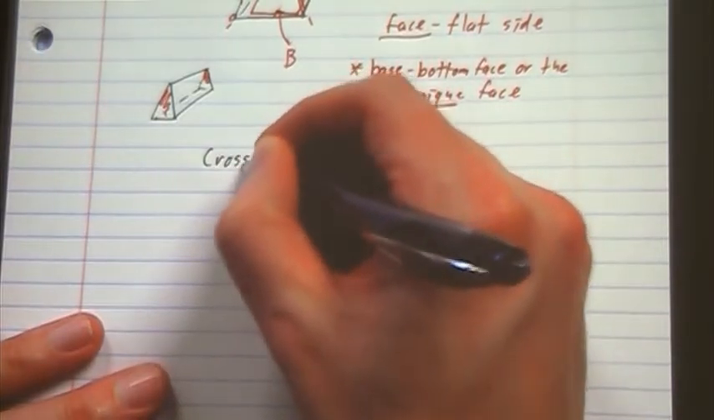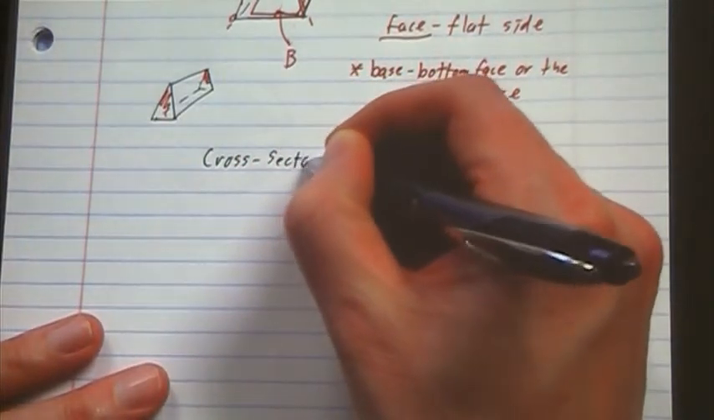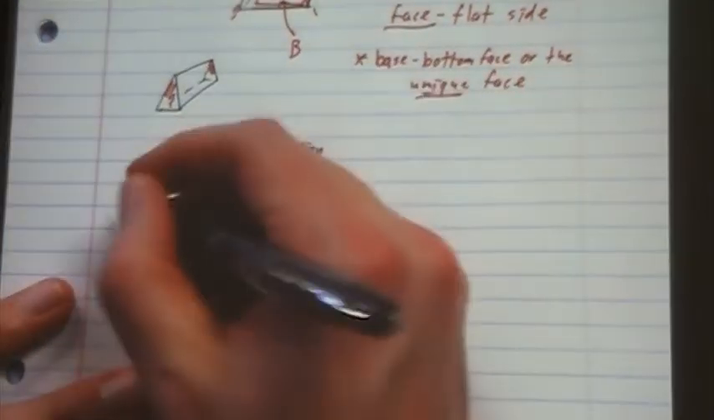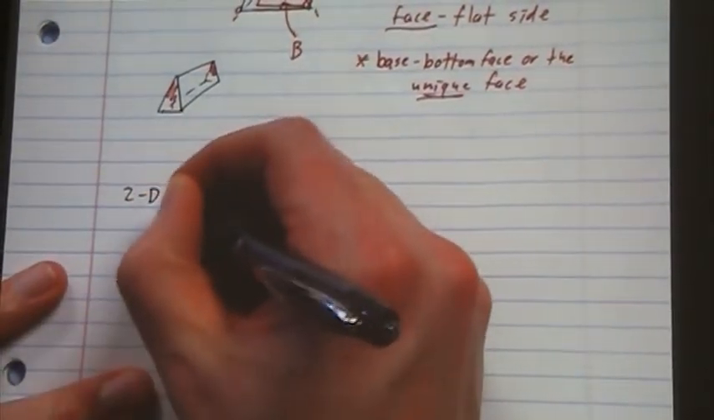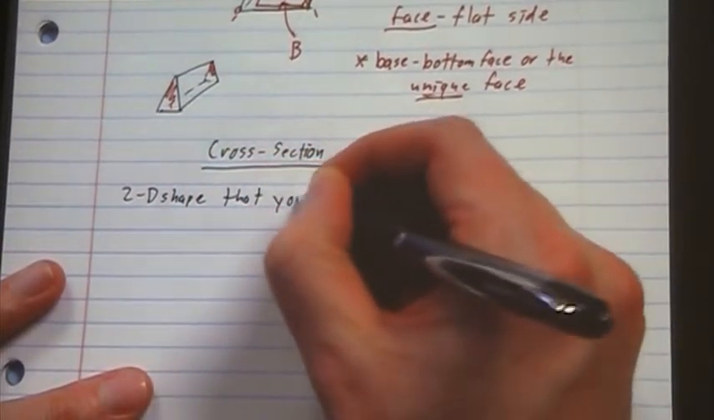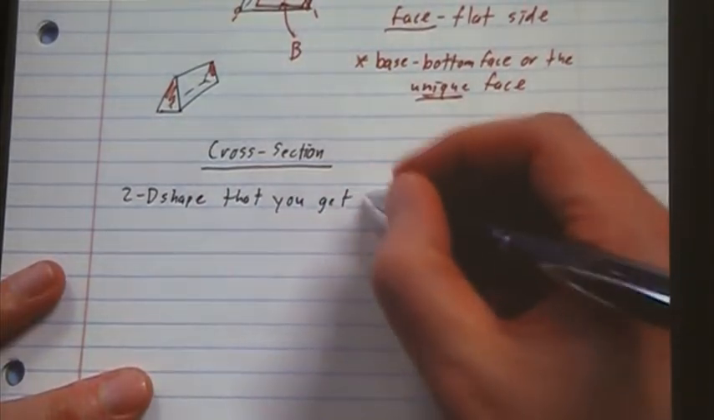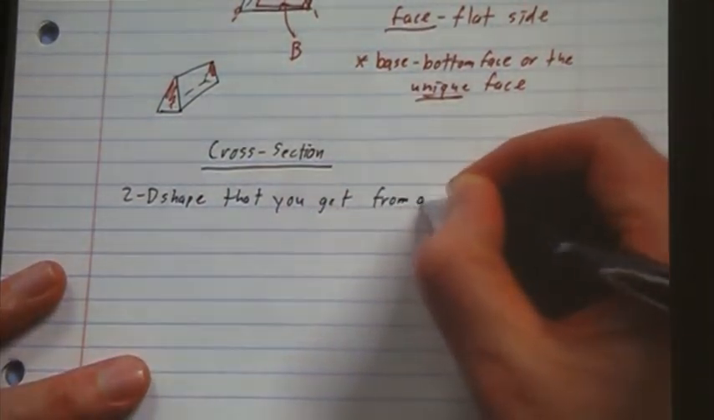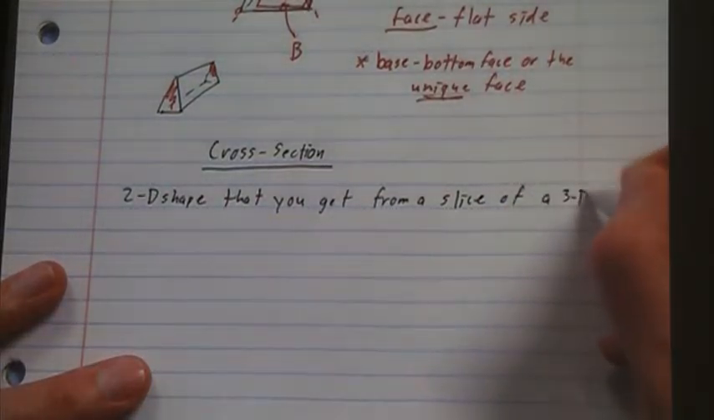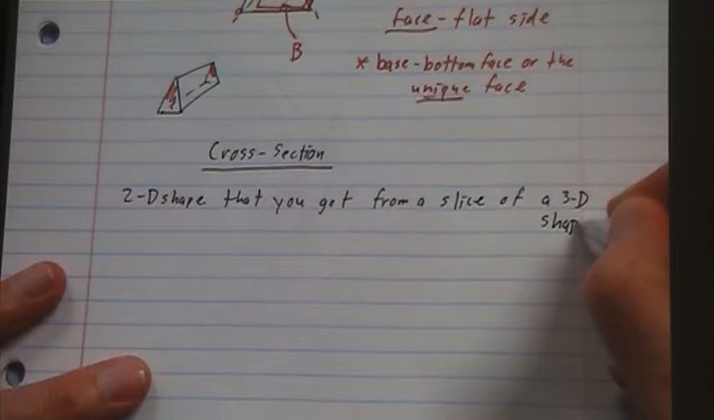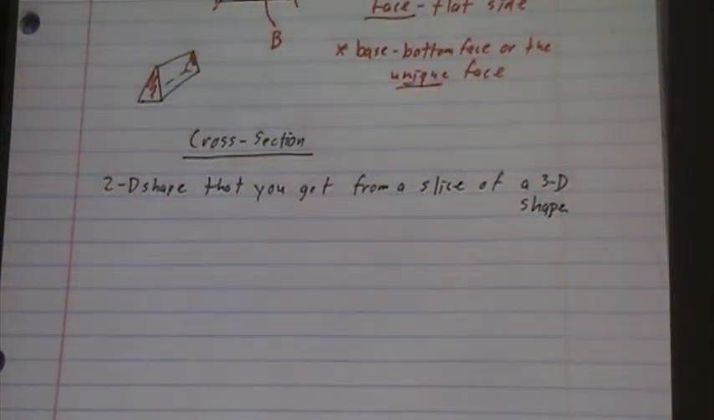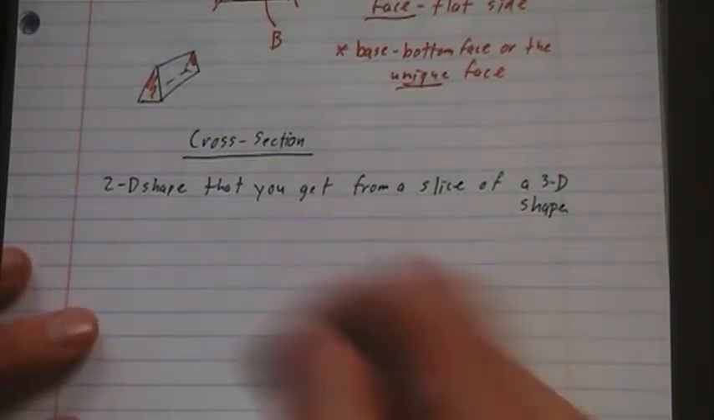A cross section. It's the shape you get. It's a 2D shape that you get from a slice of a 3D shape. So it's a 2D shape you get from a slice of a 3D shape. What does that mean? Good question.